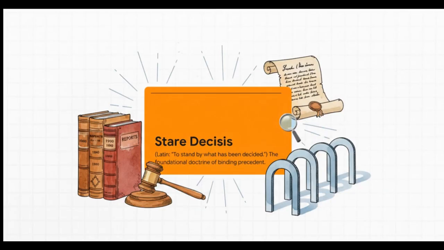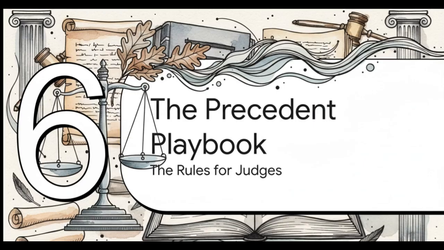So, the solution to all this potential chaos is a core legal principle with a fancy Latin name, stare decisis. It literally just means to stand by what has been decided. This is the whole idea of binding precedent. It's the rule that forces courts to follow the decisions that higher courts have already made in similar cases. All right, let's get into our final section and look at how this whole precedent thing actually works in practice. Because it's not as simple as a judge just having to copy everything that was said in a previous case. There are very specific rules of the game.